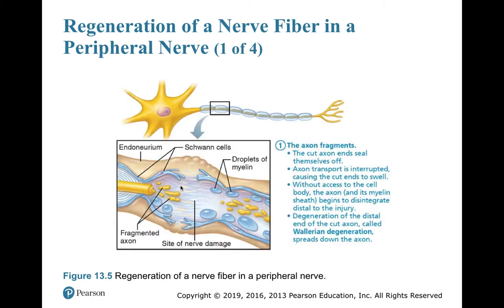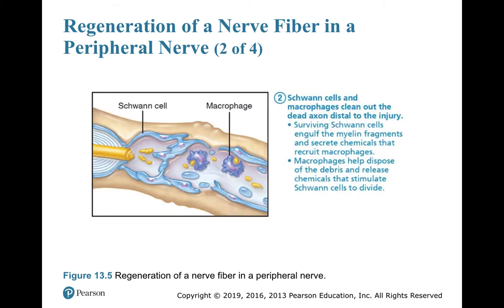So if we have damage here, cut the axon, and the ends will seal themselves off, and axon transport is interrupted. That causes the ends to swell. Without access to the cell body, the axon begins to degenerate distal, away from the cell body, and that is called Wallerian degeneration. The Schwann cells and macrophages clean out the dead axon distal to the injury.